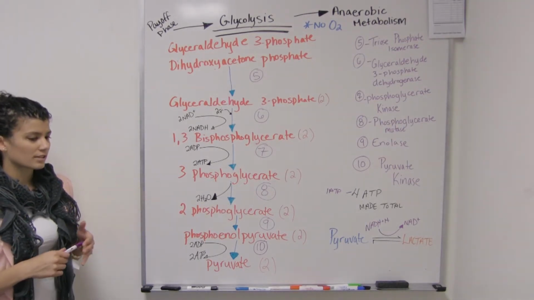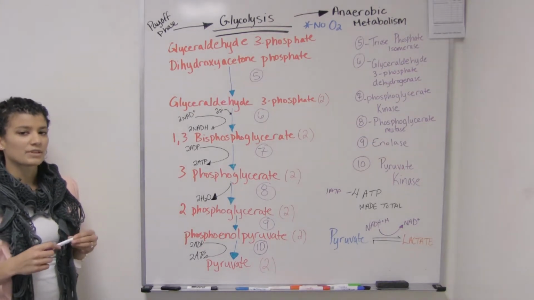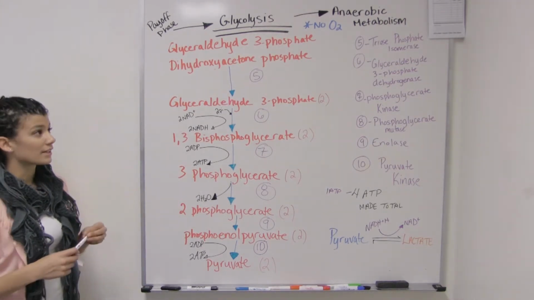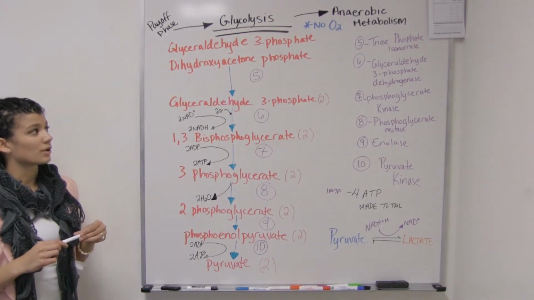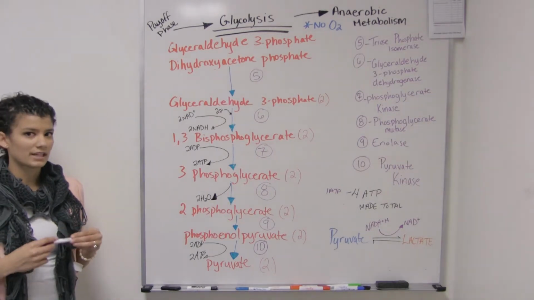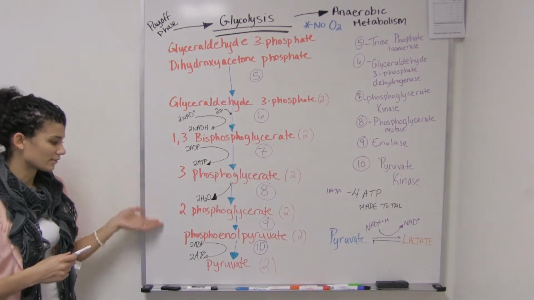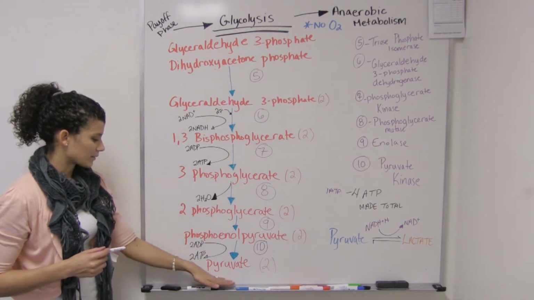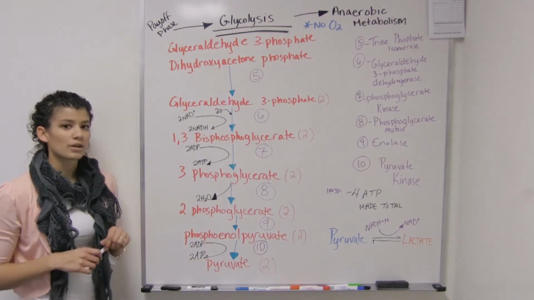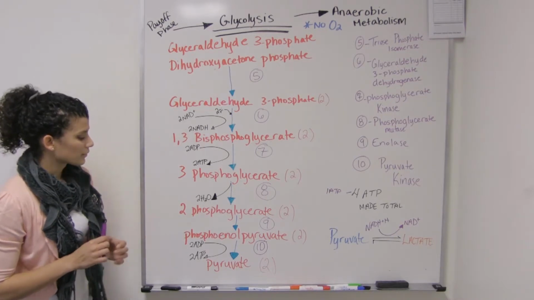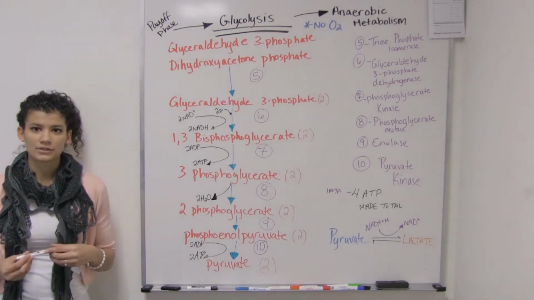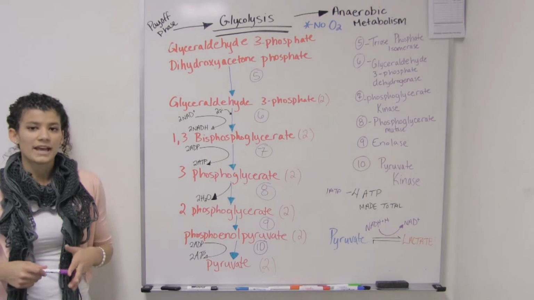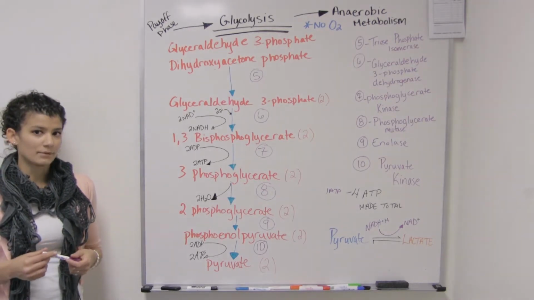So if glucose is the starting molecule, we're going to end up with a net total of 2 ATP. If glycogen is the starting molecule, then we're going to have a net total of 3 ATP at the end of all 10 reactions. And the final substrate that we're going to be left with is 2 molecules of pyruvate. And pyruvate can eventually be converted into acetyl-CoA and enter the Krebs cycle. And the Krebs cycle is part of aerobic metabolism.